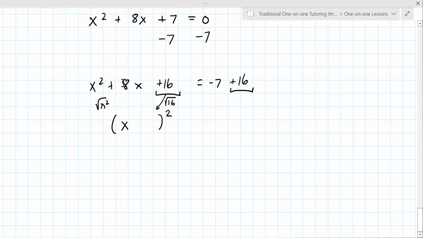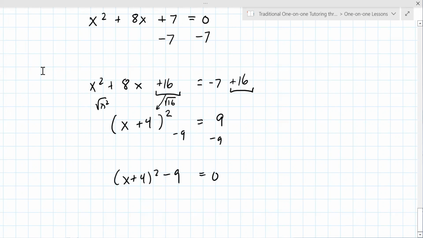I split 8 in half and then squared it, so it's 16. Right. So 8 cut in half is 4. 4 squared is 16. So you're going backwards. Do you see how when you cut 8 in half, that's the number that goes in here? Okay. And then on the right hand side, it's 9. And then you subtract 9 from both sides. So you get x plus 4 squared minus 9.